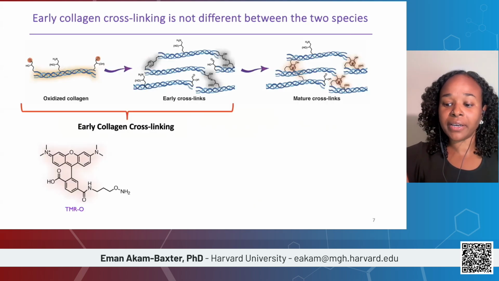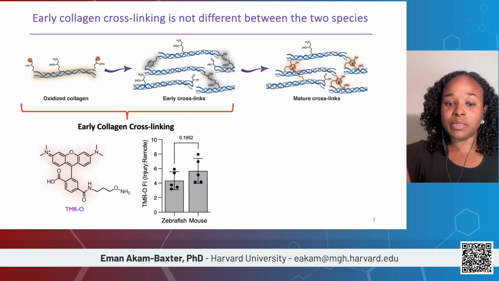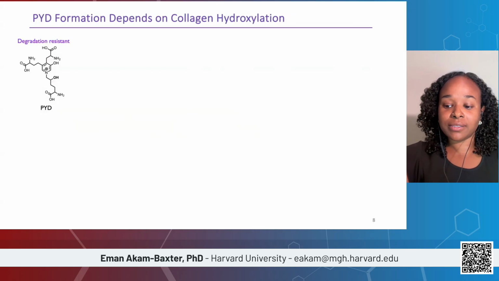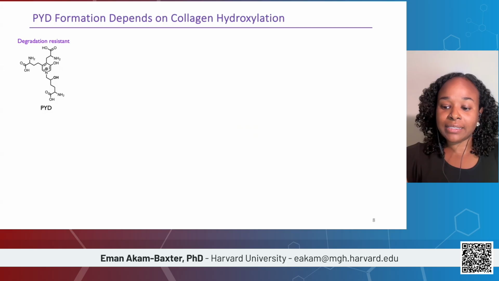So really, if we compare collagen cross-linking in these two species at its height at 21 days after injury, there's really not much of a difference between the zebrafish and mouse collagen cross-linking in the infarct. And that led us to look at what happens to those cross-links. What's the fate of those early cross-links? Do they mature in both species? What we looked at was this degradation-resistant collagen cross-link that we call PYD.